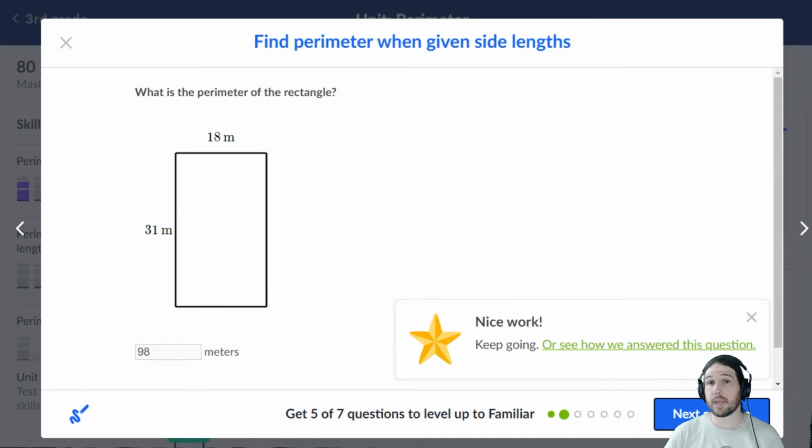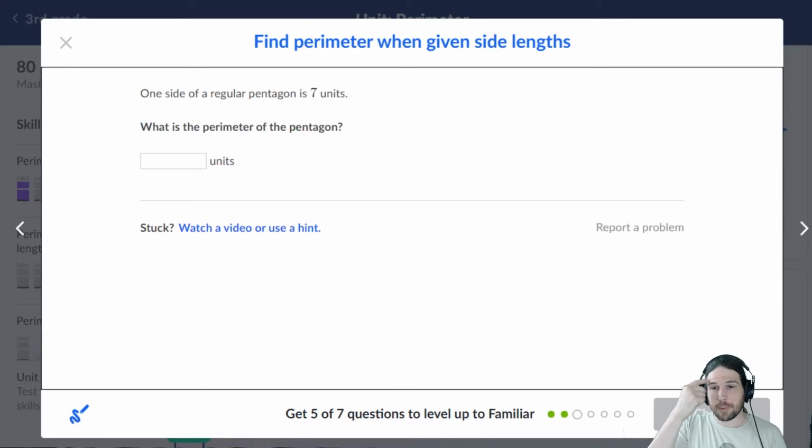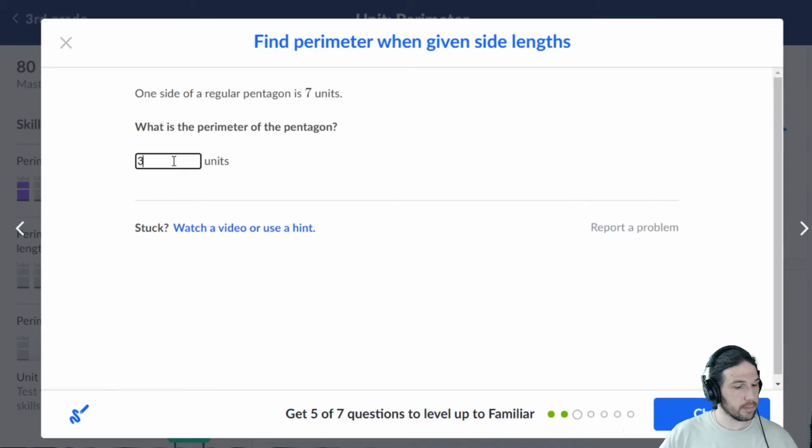After the pandemic, you know, all the isolation time, it's easy to let your brain go to waste. You gotta keep moving. One side of a regular pentagon is 7 units. Again, a slightly different take, but in exactly the same problem, right? It is 7 units per side, and all you need to remember is that a pentagon is 5 sides. If you have 5 sides and each one is 7, 5 times 7 is 35 units.